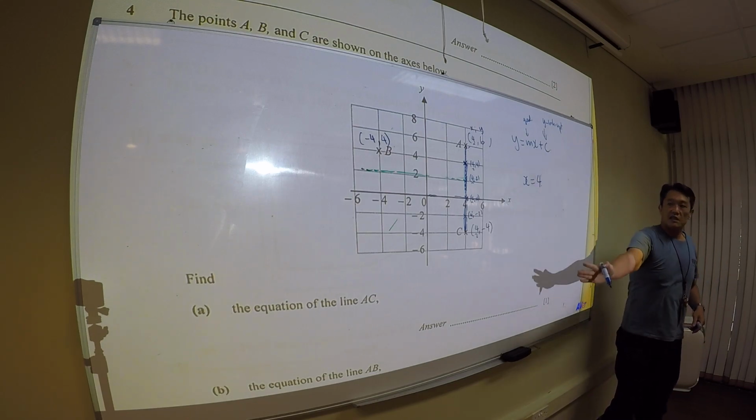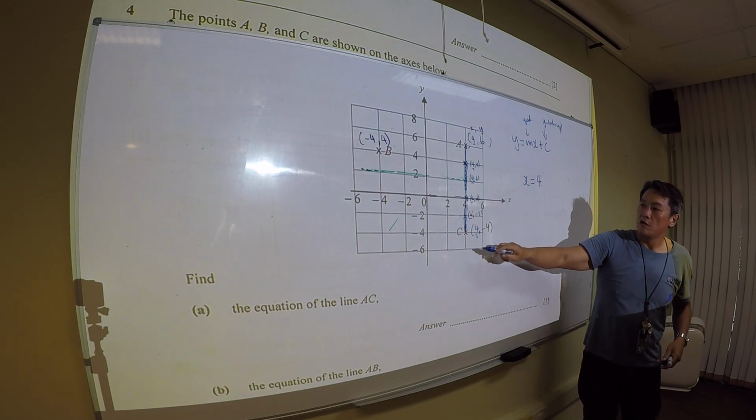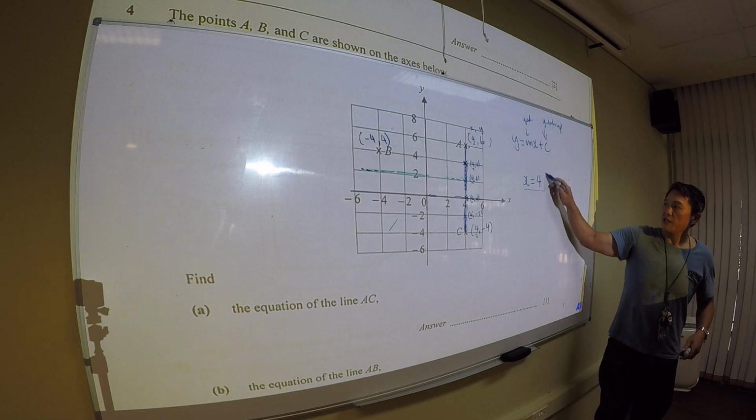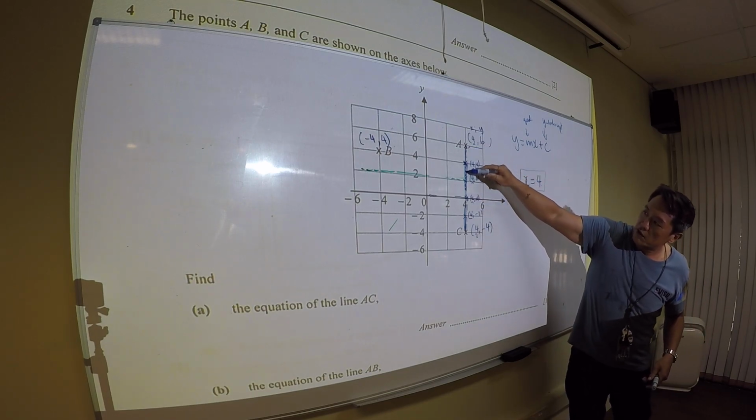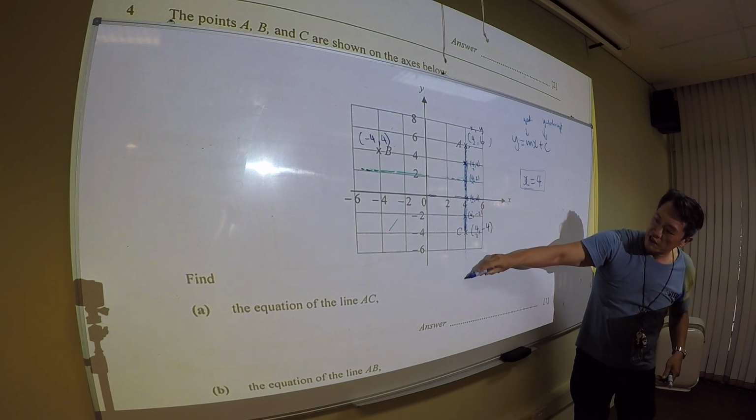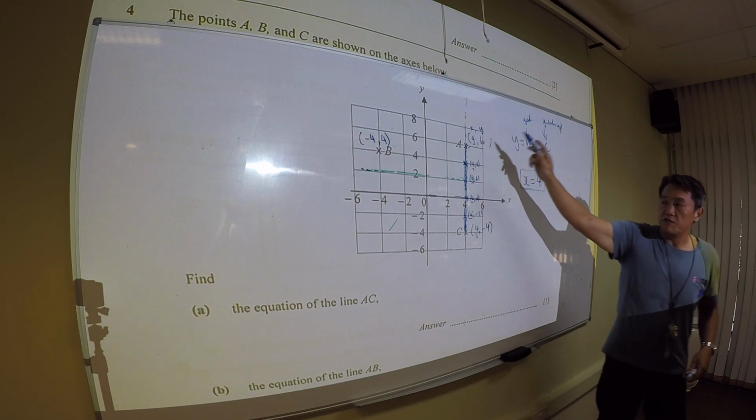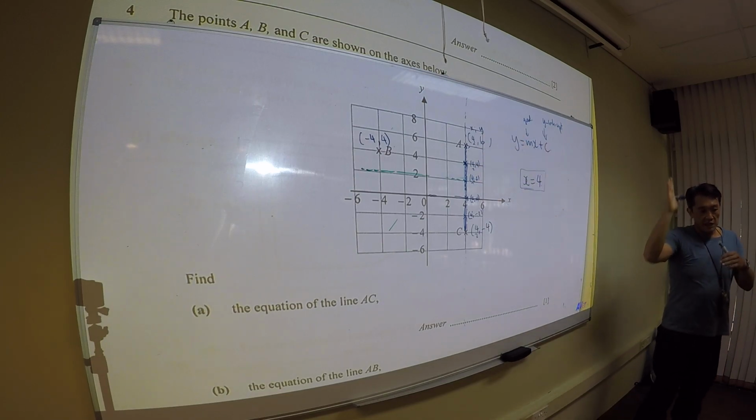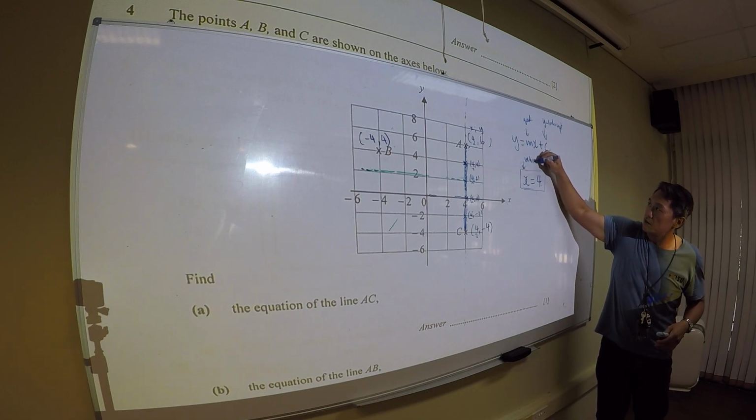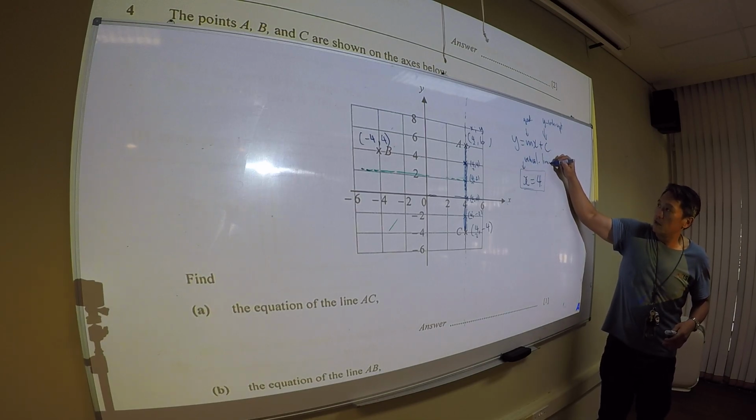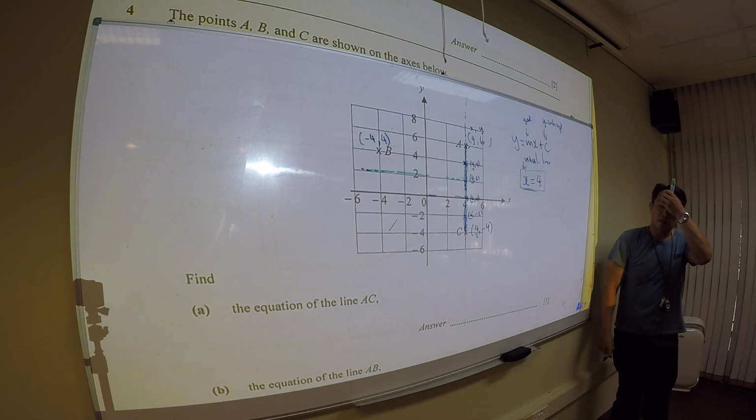It is a vertical line that passes through x equals 4. Okay. This line can be used to describe any points that are here, because any points along this straight line can continue to go down, can continue to go up. The x is always 4. So vertical lines always have the equation x equals to something.